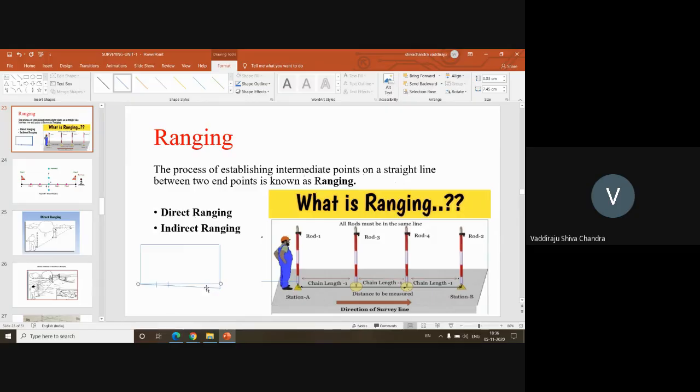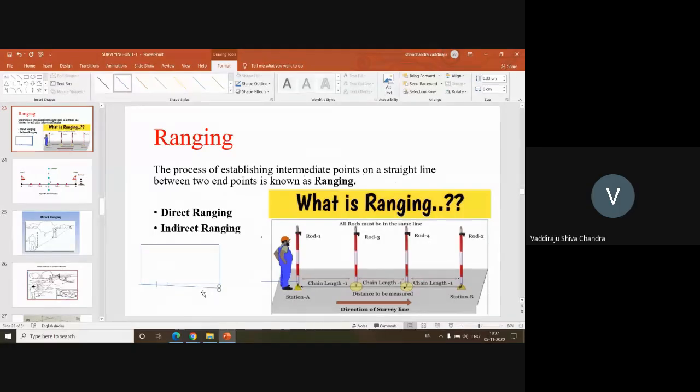Actually, the line should be at this point. But if you don't do ranging properly by fixing the station points A and B, then the point B may come here. Then what is happening? Some extra portion, this small triangle which you are able to see, that extra area will come into the picture. So instead of measuring 1 acre of land, you may measure 1 acre, 1 gunta or 1 acre, 2 guntas of land like that.